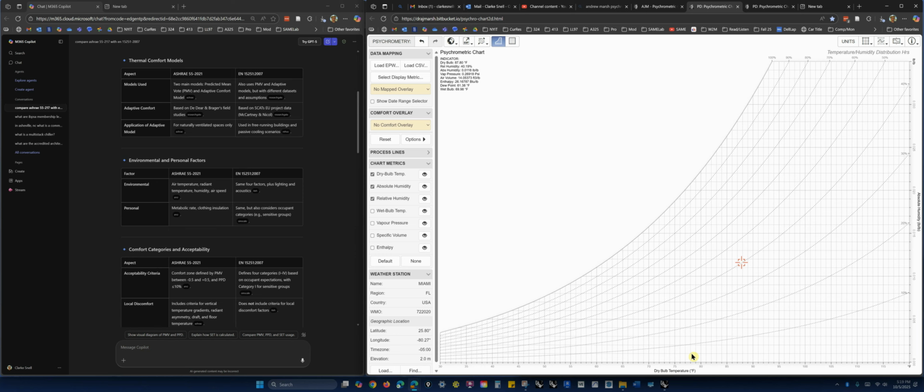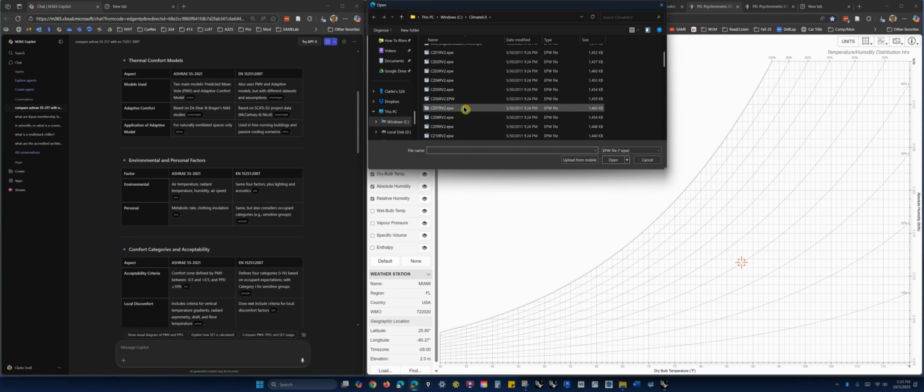So there are ways that we can bring those metrics into our psychrometric chart also, and there are different standards that allow us to do that. So let's first bring in some climate data. Right now I'm in Miami. I think I'll change it to New York, just because we know that better. So I'll just do Central Park.